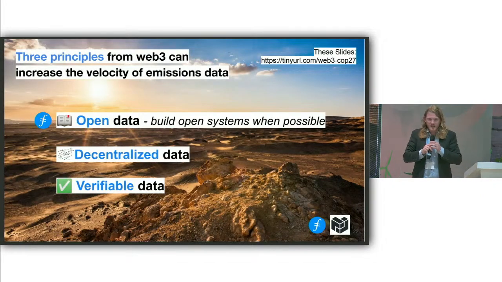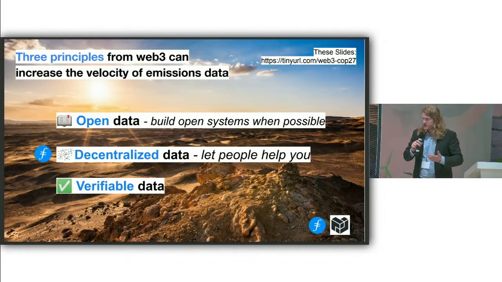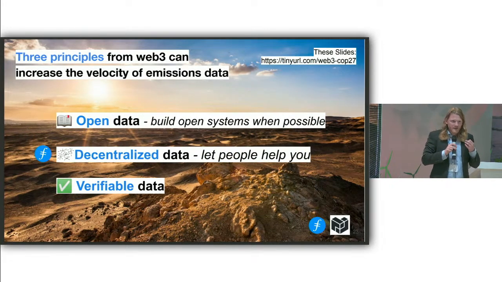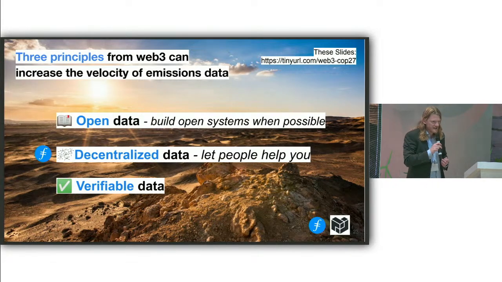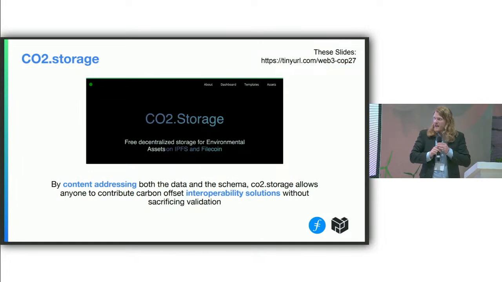So next, the next principle here is decentralized data. What we really think of as one of the reasons that decentralization helps us to increase the speed of information flow in these networks is that the point of decentralization is to let people help you, right? Can you build systems that other people can contribute to so that you don't have to do it all yourself, right? And so an example of this is CO2.storage.